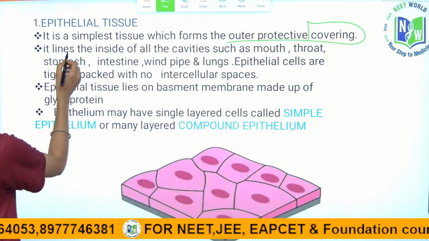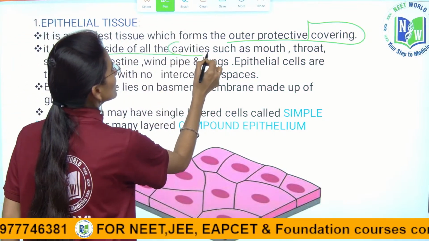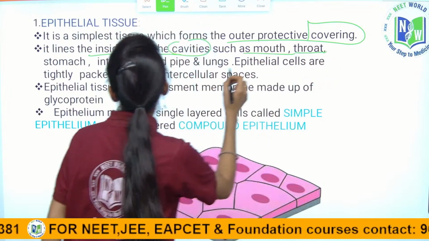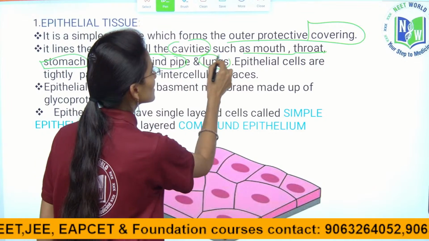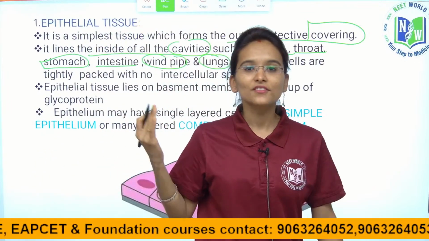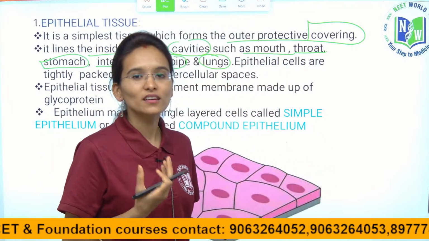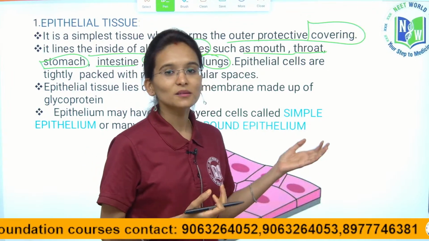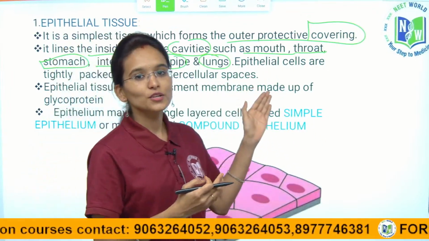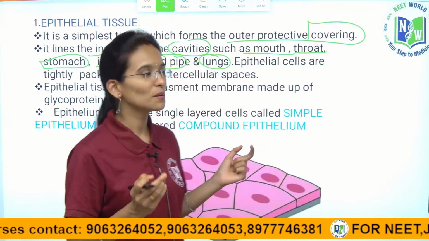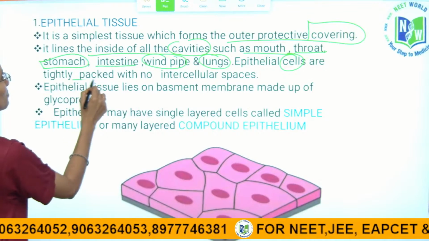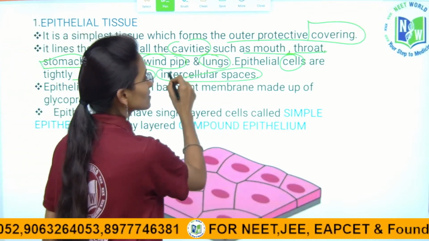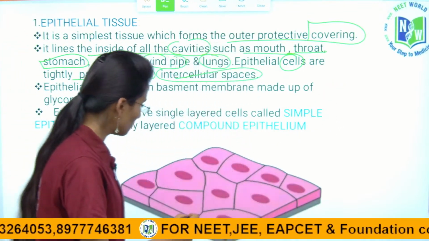It lines the inside of all the cavities such as mouth, throat, stomach, intestine, windpipe and lungs. These are the different organs that are covered with the tissue called epithelial tissue. And epithelial cells are tightly packed with no intercellular spaces. So, first just look into this diagram.